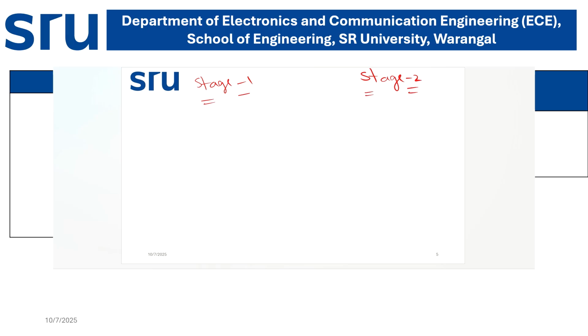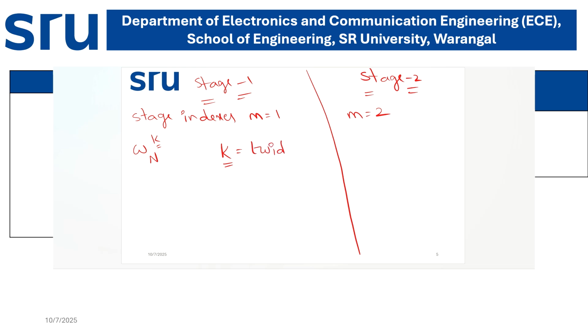So depending upon which stage it is, we have stage indexes. The stage index is represented by small m. For stage 1, the stage index is 1, and for stage 2, the stage index is 2. Now, in order to find the twiddle factor, what is the k value? This is called the twiddle factor exponent, and k depends on the index.